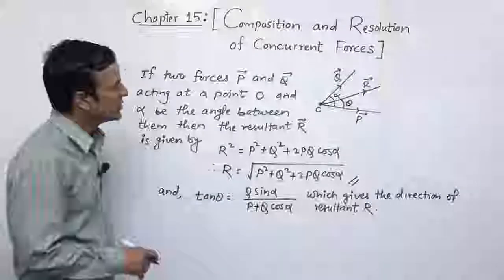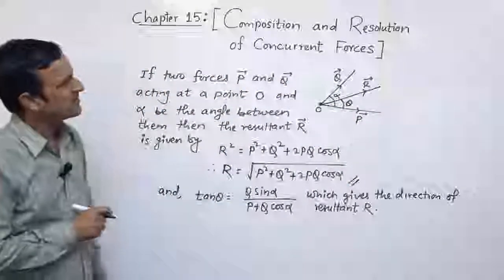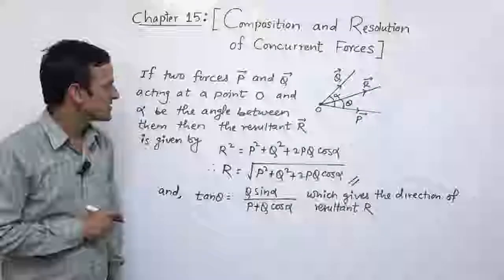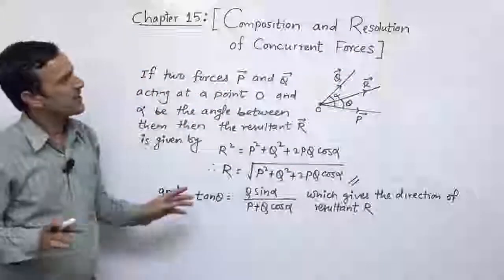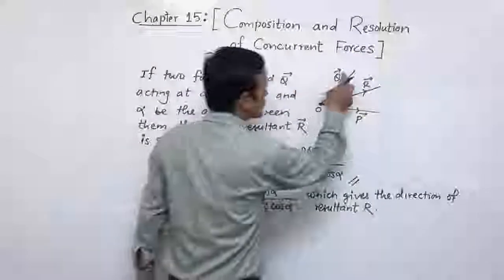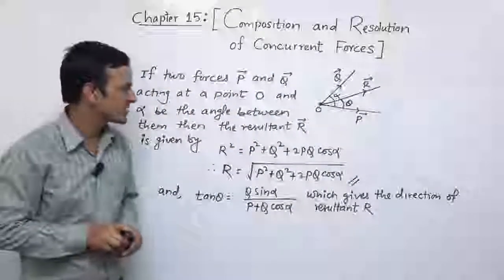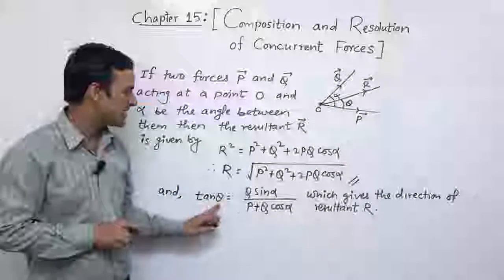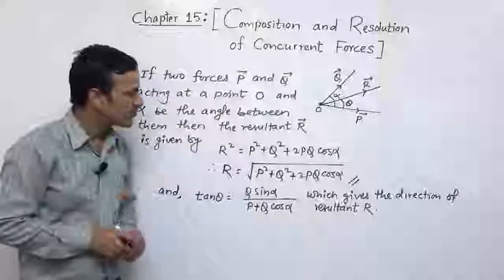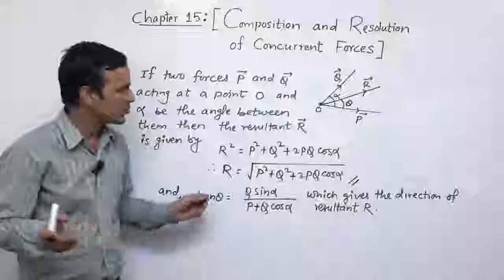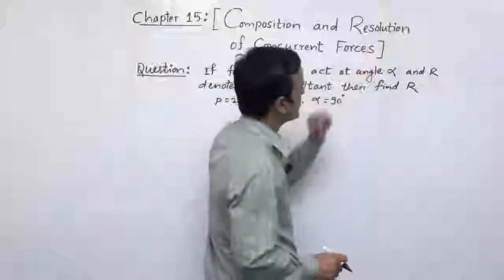So in this way, any two forces combined making an angle alpha, then R will be the resultant of them. In this chapter we describe different types of forces. Concurrent force means two forces acting at the same point. That's why these two forces are known as concurrent forces, and we can find the resultant and the direction of that resultant by using these formulas. With the help of these formulas we can solve many questions in the exercises. So this is the question based on this resolution of the forces.